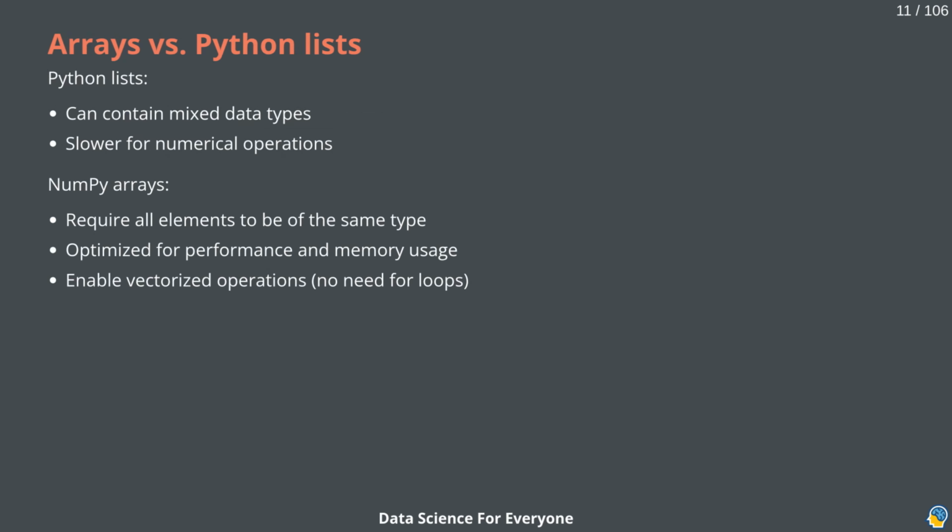So why choose arrays instead of lists? Unlike Python lists that can hold mixed types of data, all values in a NumPy array must be of the same type. This restriction makes NumPy faster and memory efficient. Since the type is consistent, there is no need to check each element's type while processing.